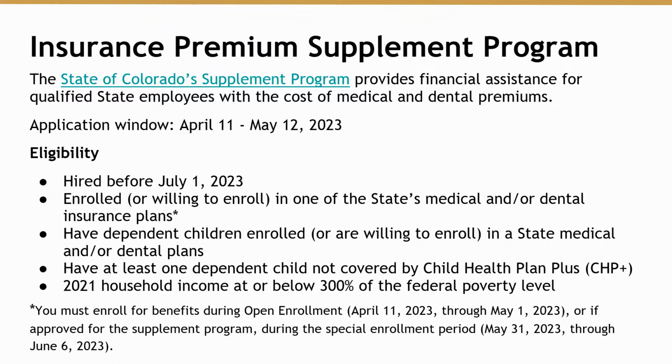It may be that when you're doing your open enrollment, you say, wow, I really can't afford to cover my kids under the medical and dental insurance. But if you cover yourself and then you apply for the medical supplement and you are approved, you will have a special enrollment period during which you can add those children to your insurance so that they also have coverage and it's covered by the supplement.